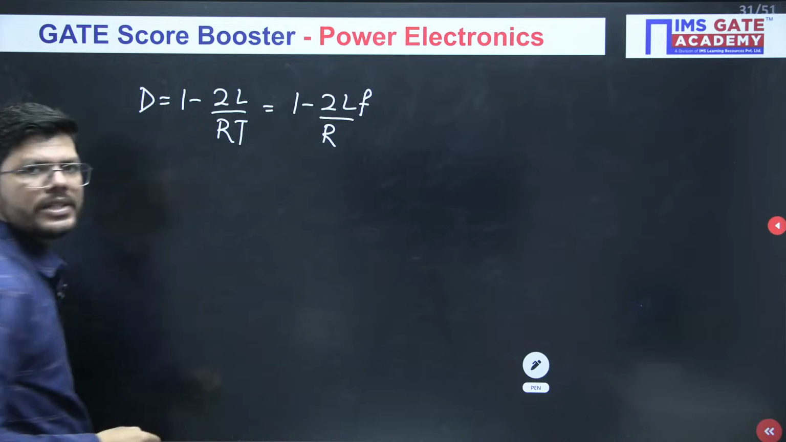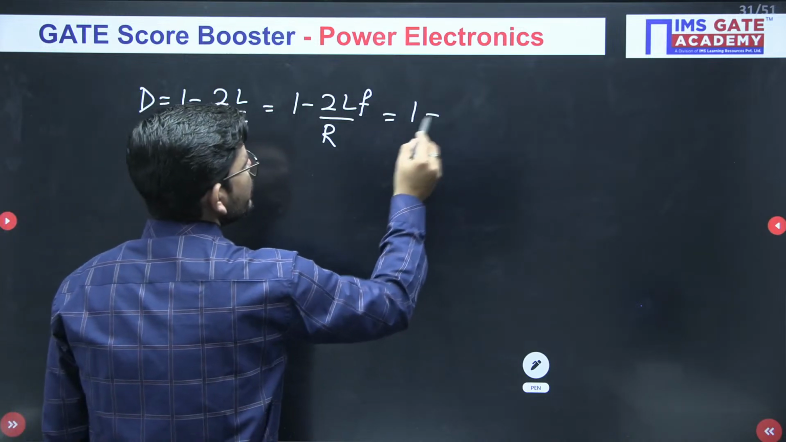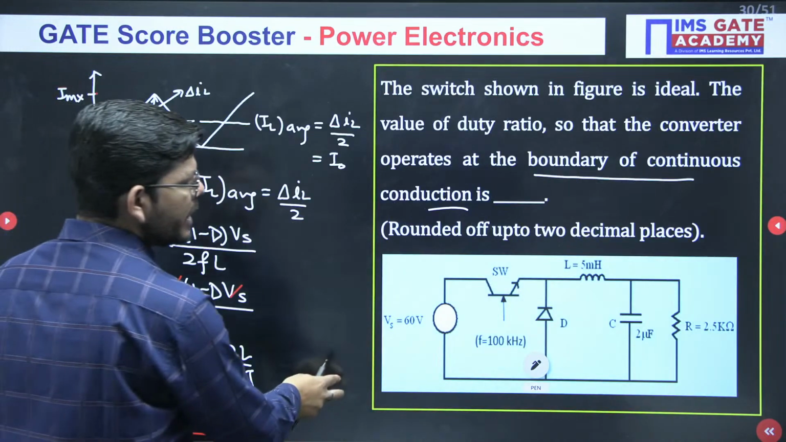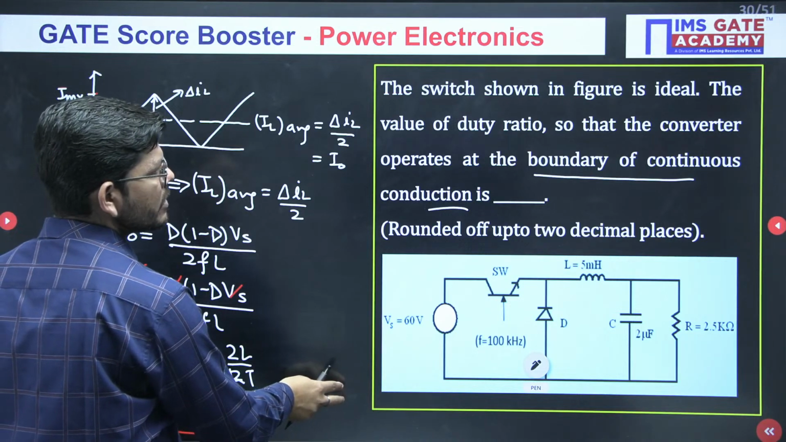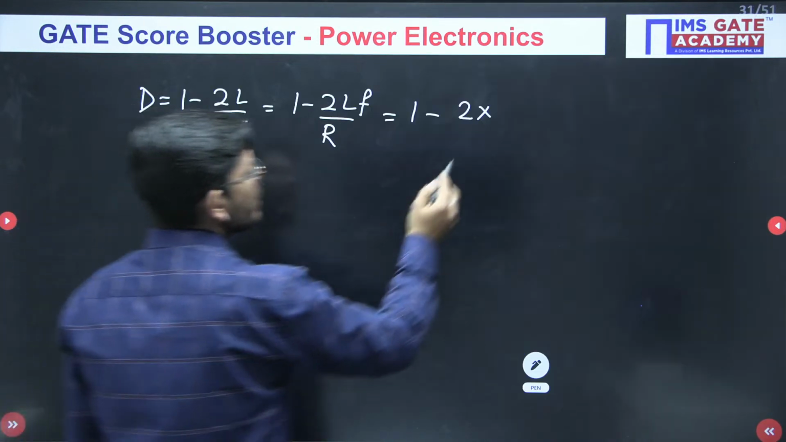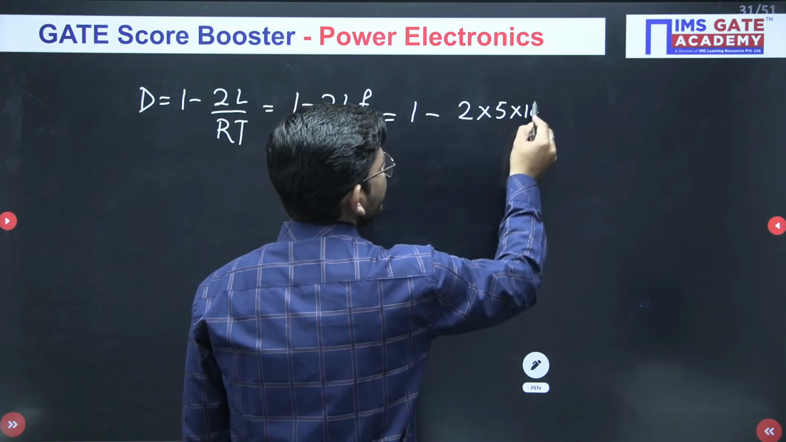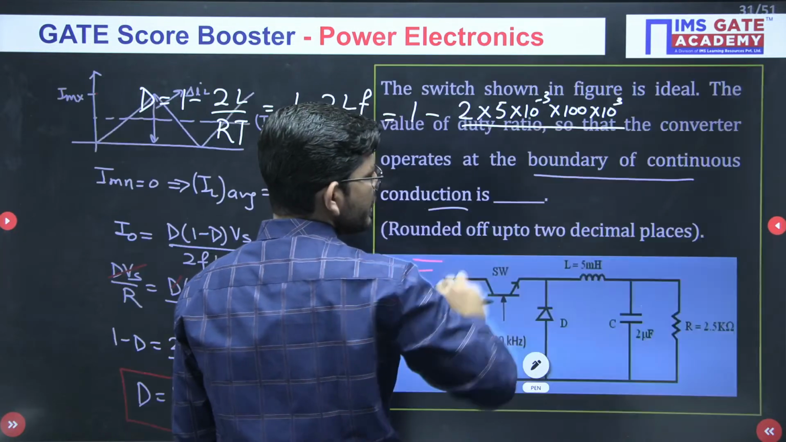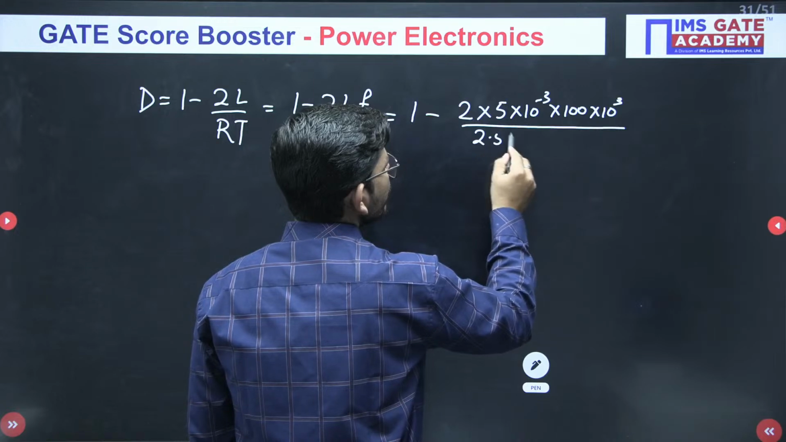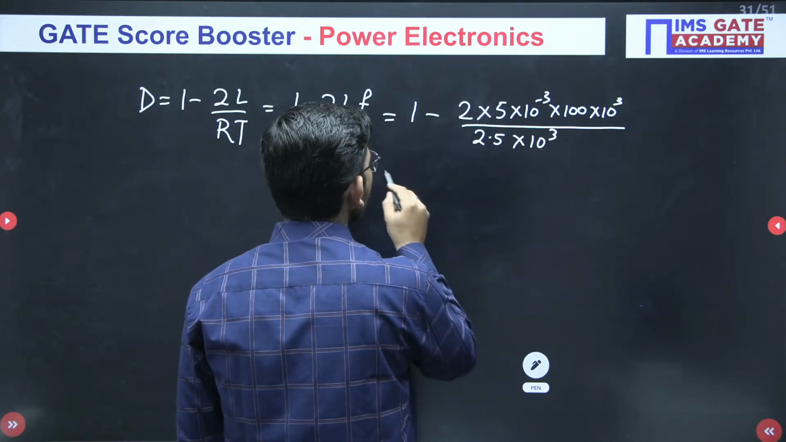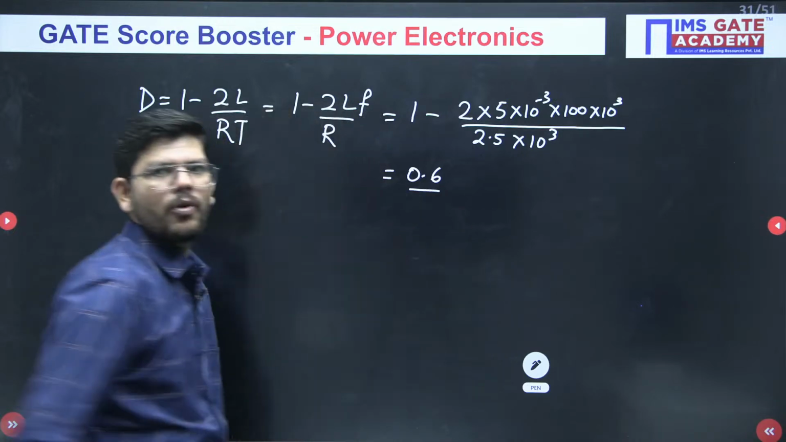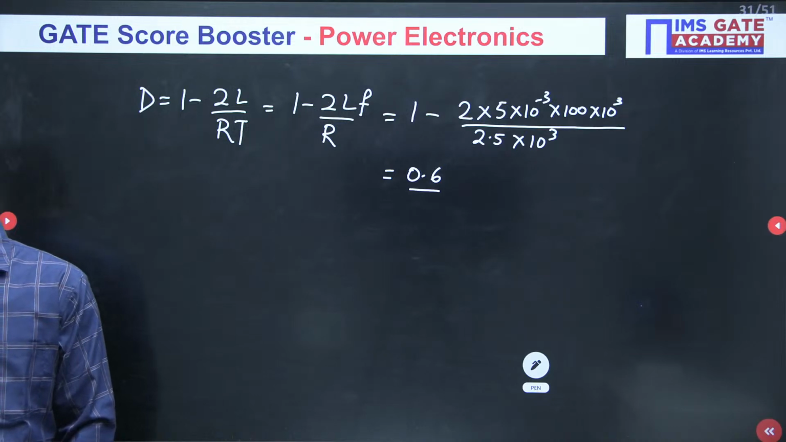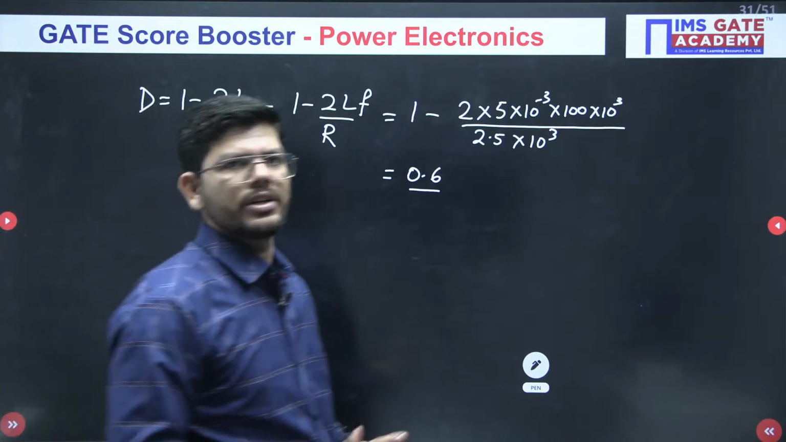1 by T might be written as F because frequency is given here. So 1 minus 2 into, what is the value of L? L value is 5 millihenry, the frequency given is 100 kilohertz, and the value of resistance is 2.5 kilo ohm. When you solve it, you will get an answer 0.6, which Nilmesh is already getting. Very good, Nilmesh. So this is how you can solve this question.